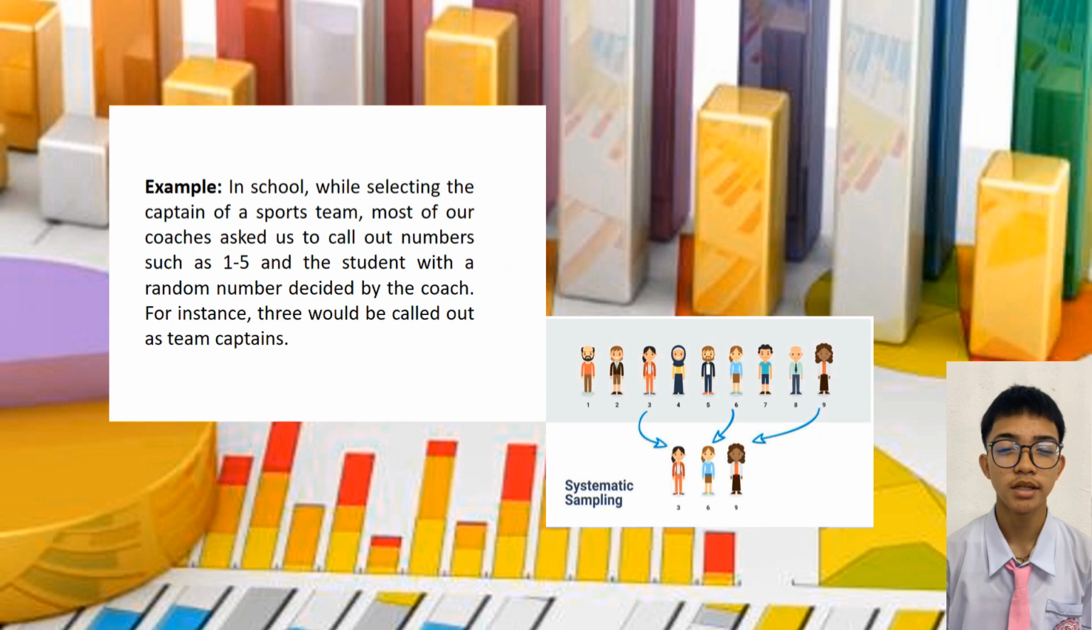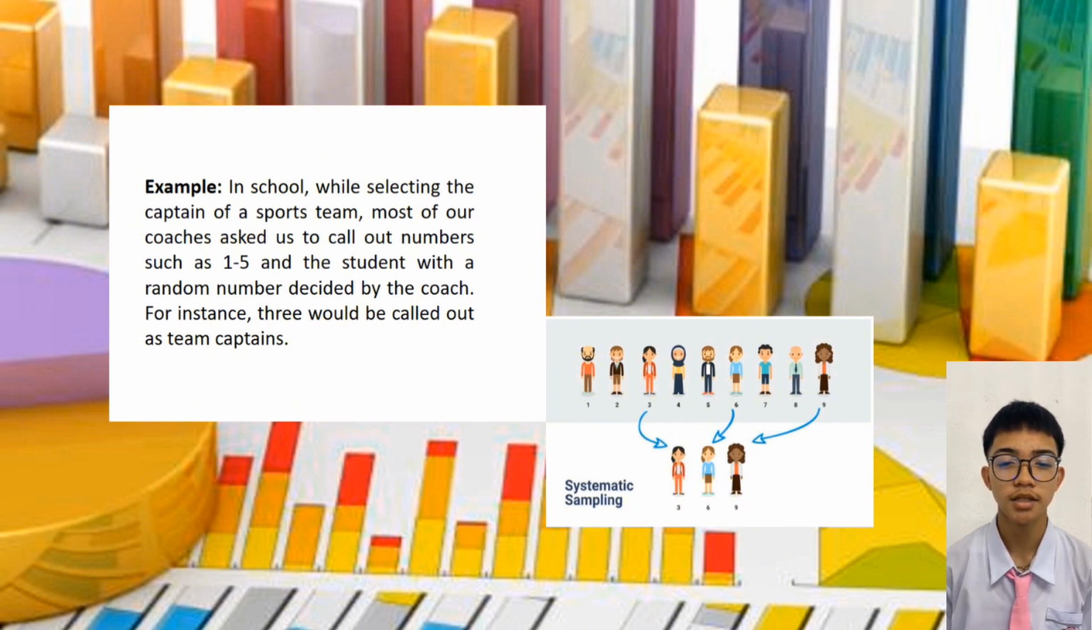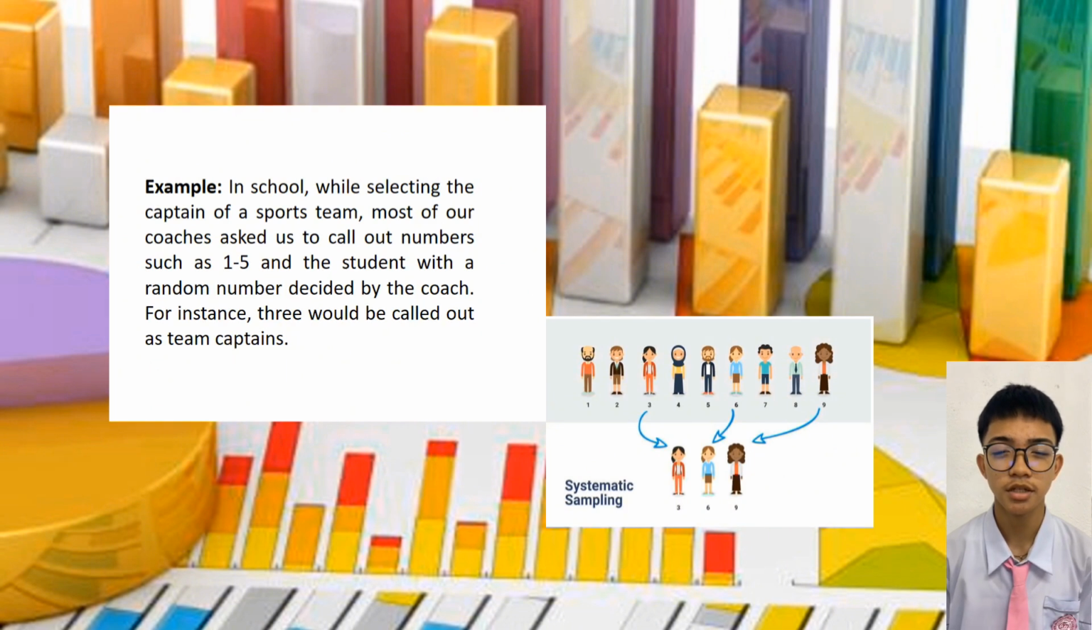In school, while selecting the team captains of sports teams, most of our coaches ask us to call out numbers such as 1 to 5, and the students with a random number decided by the coach, for instance 3, would be called out as the team captains. It is a non-stressful selection process for both the coaches and the players. There's an equal opportunity for every member of a population to be selected using this sampling technique.